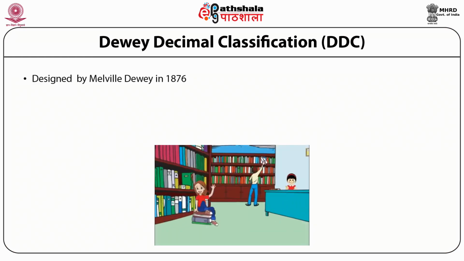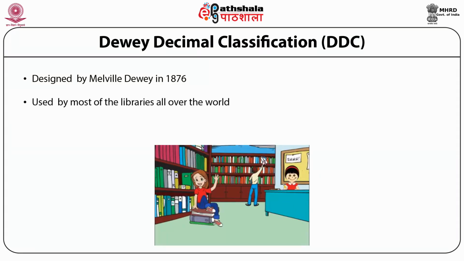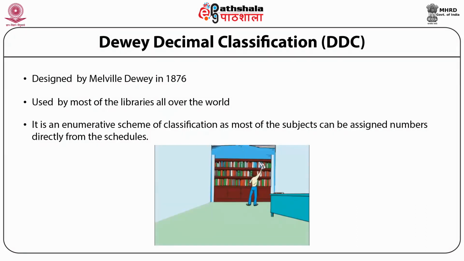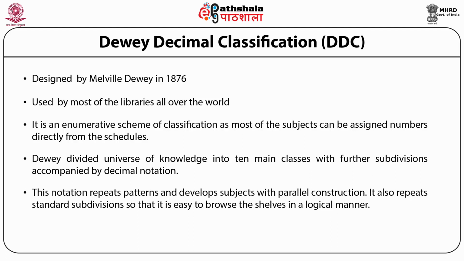This was designed by Melville Dewey in 1876. DDC is used by most of the libraries all over the world. It is an enumerative scheme of classification, as most of the subjects can be assigned numbers directly from the schedules. Dewey divided the universe of knowledge into 10 main classes with further subdivisions accompanied by decimal notation. This notation repeats patterns and develops subjects with parallel construction. It also repeats standard subdivisions so that it is easy to browse or locate the shelves in a logical manner. The documents can be browsed and located in an easy manner.